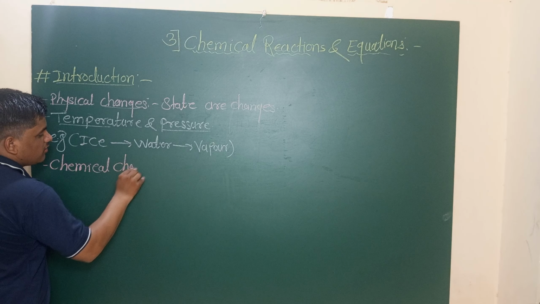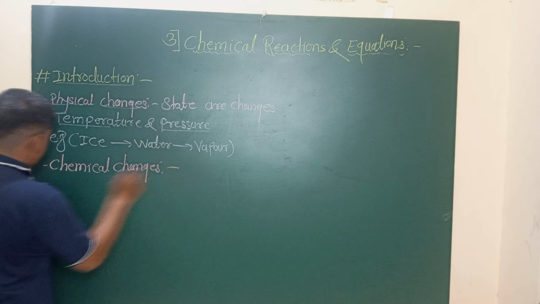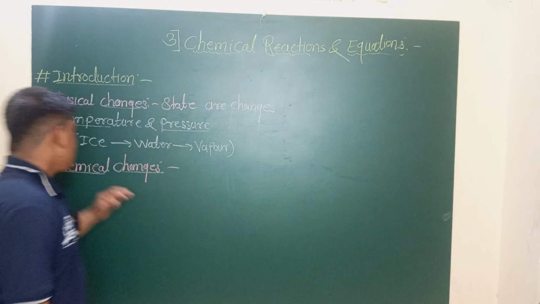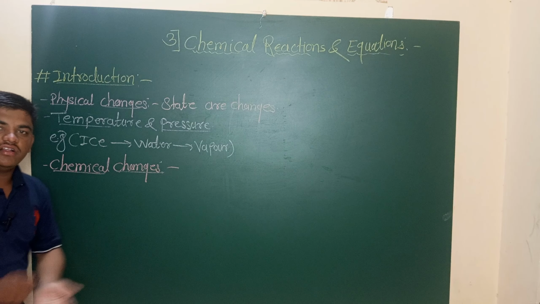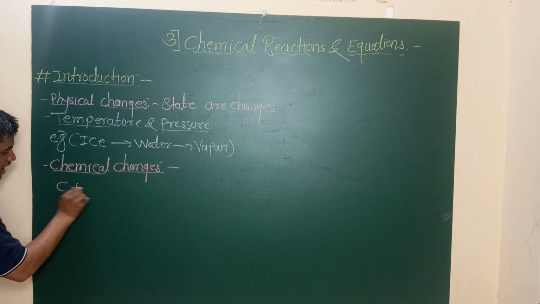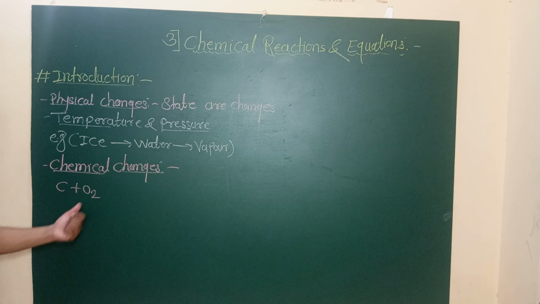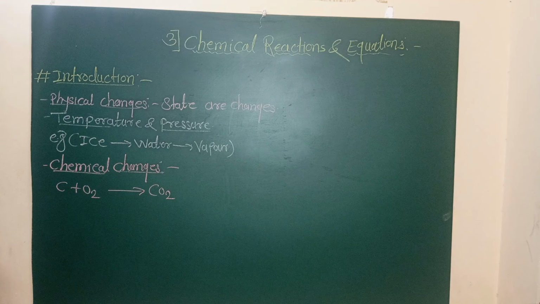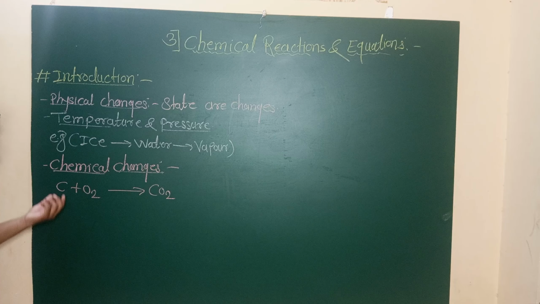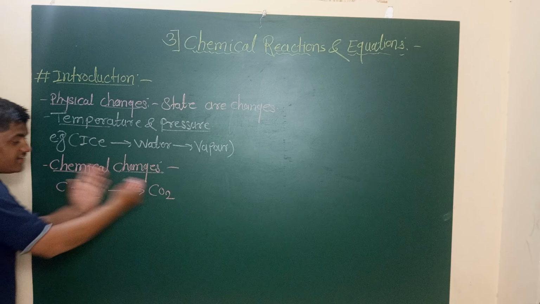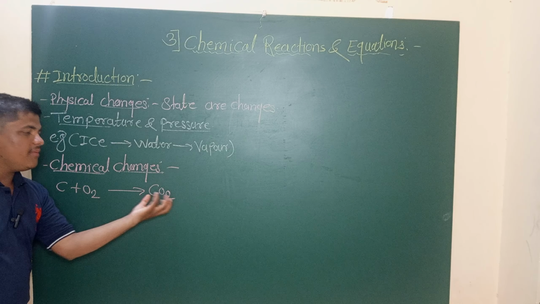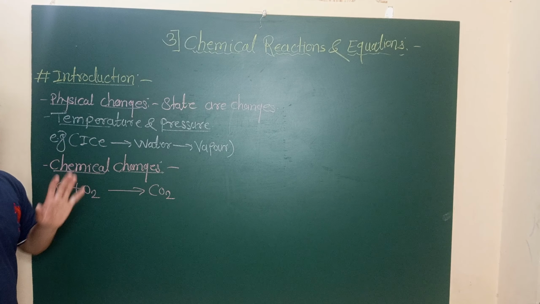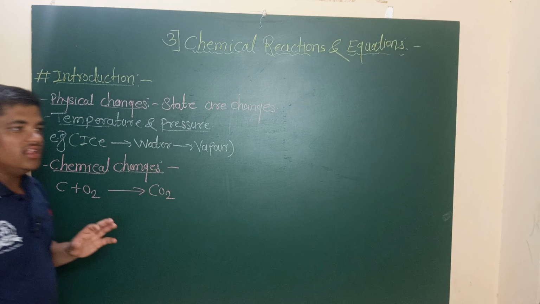Chemical changes. When the chemical composition of matter changes in the process, these changes are known as chemical changes. For example, carbon reacts with oxygen molecules and they are converted into carbon dioxide. The chemical compositions of the two reactants, carbon and oxygen, are different, and they get converted into carbon dioxide. That means the combination of different elements changes. These changes are known as chemical changes.